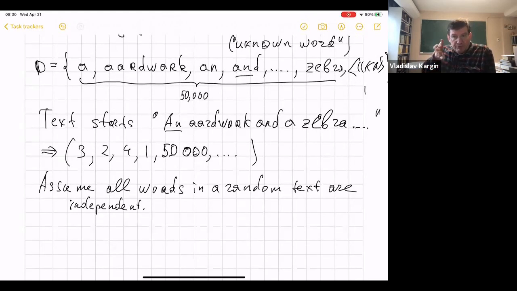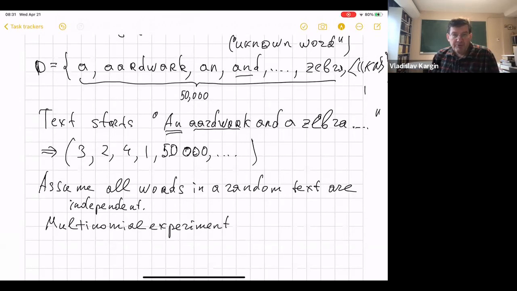You look at the first word and see what's the result of the first trial in this experiment. So what's the result of this trial? If you look at the first word, the result was the word n, so the result is the number 3. And you look at the second word, this is the second trial, it was aardvark, this was the number 2, and so on. You can see that this is actually a multinomial experiment.